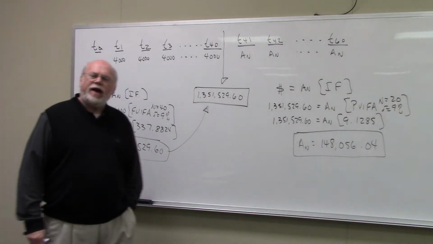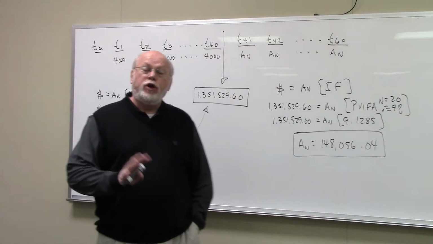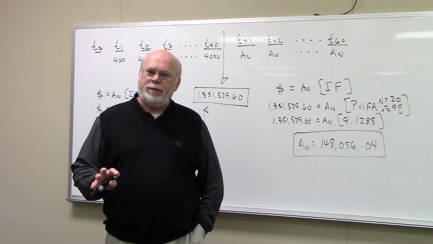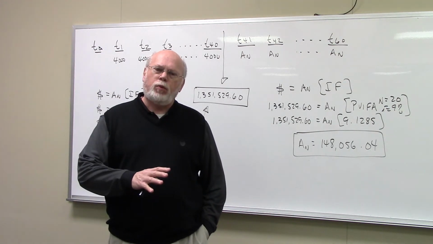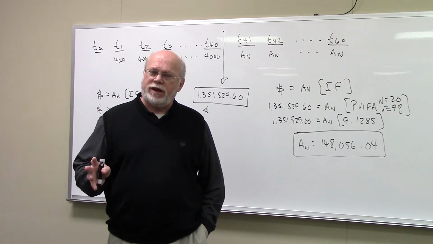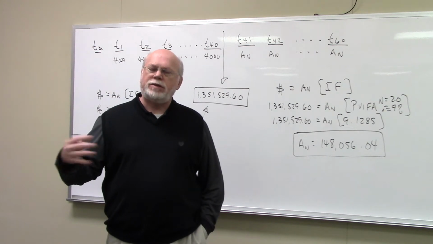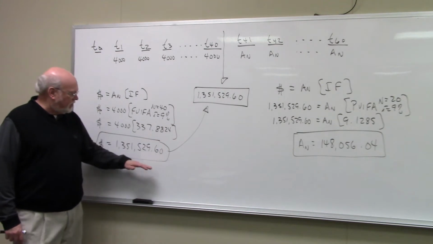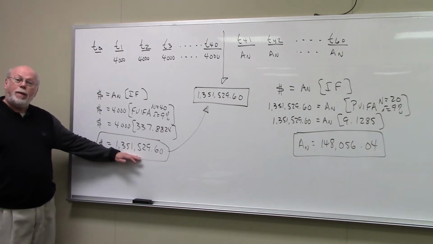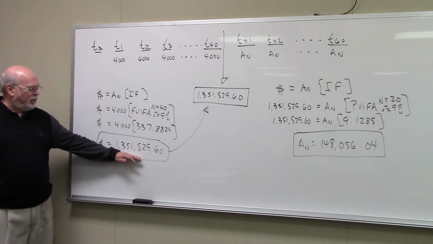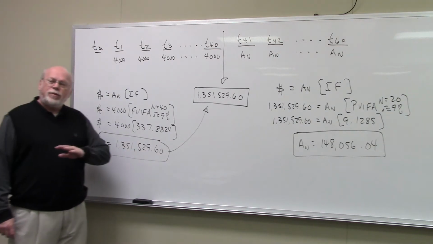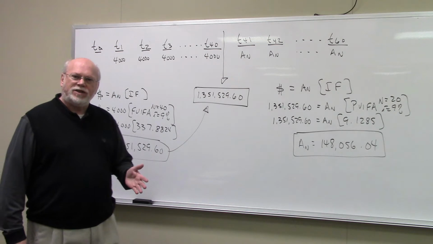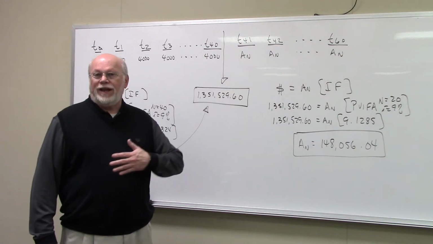Now we're talking about how you handle annuities when you're doing time value of money. And we just went through a little problem where we had a couple that saved $4,000 a year for 40 years. And we found out that at the end of 40 years, they would have in their account $1,351,529.60.